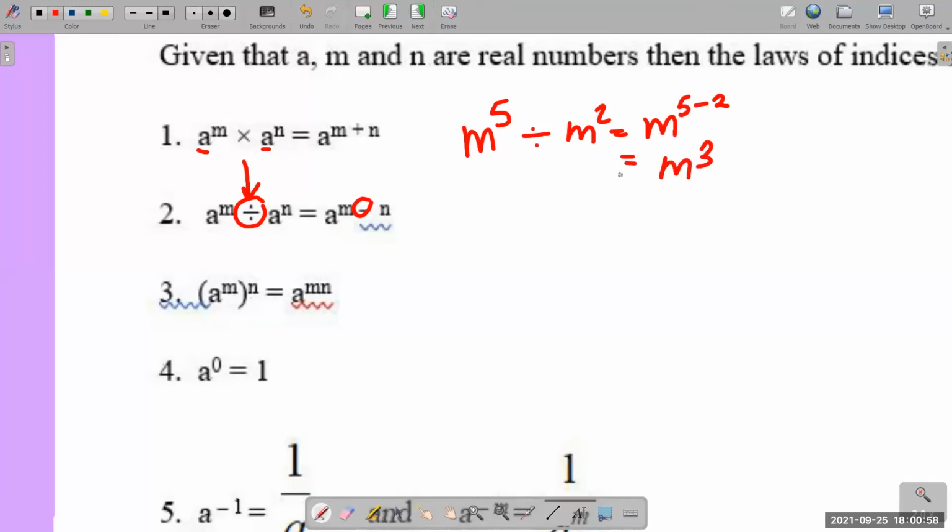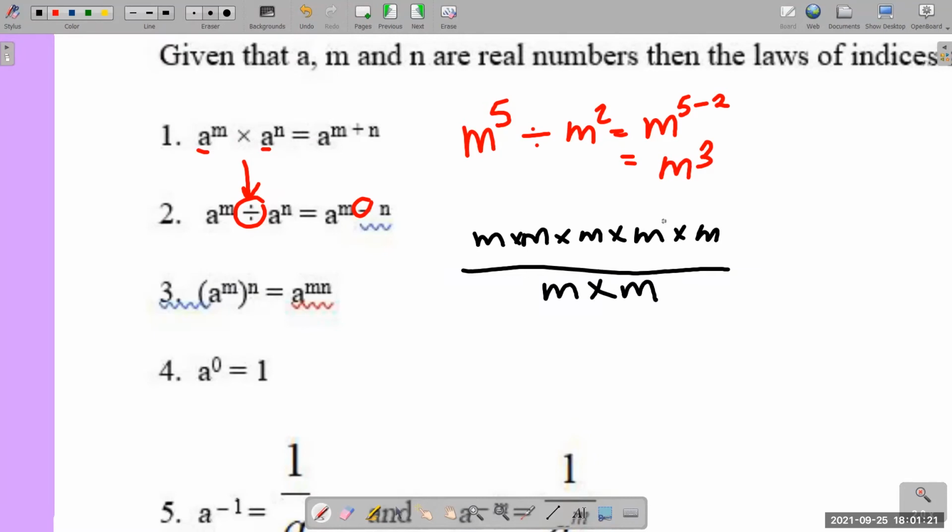And how do we get this answer? How do we prove it? Let's take a look. Remember we learned this. M to the 5th means what? M times m, that's 3, that's 4, that's 5. Remember what this means? What does that long line mean, guys? When I draw this long line, what operation is that? Divide. Exactly. I don't know why I'm stammering. I'm so tired. But we got this.